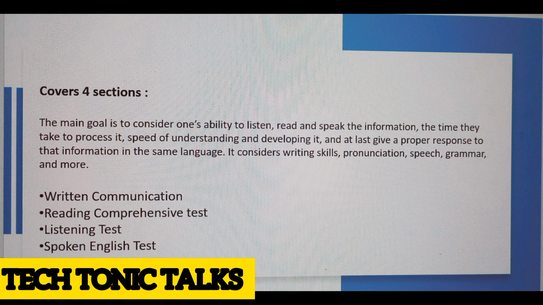So based on that, you're going to have 4 sections. There will be a written communication section. Next, the reading comprehension test. Third will be the listening test, and fourth will be a spoken English test. Let's see each of these sections in detail.